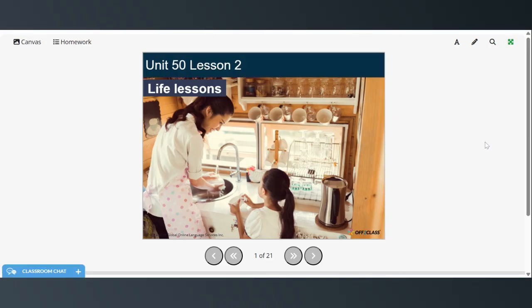This is a B2 level ESL lesson. Today we're going to be doing a grammar lesson learning about modals of obligation and permission.